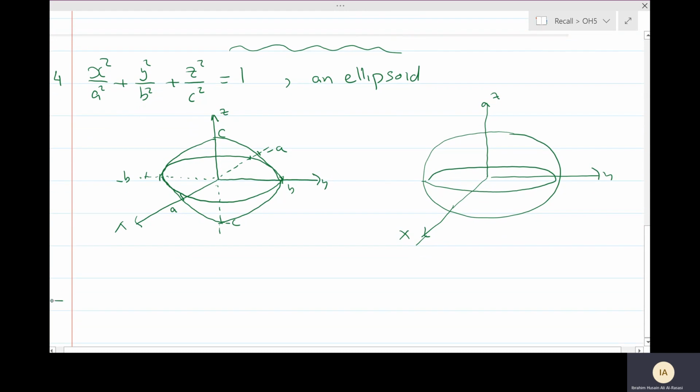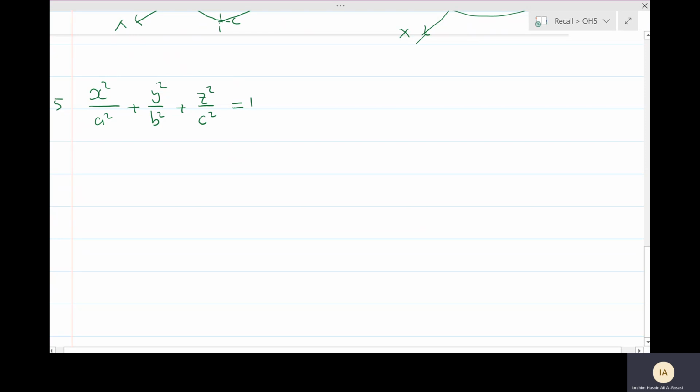Number 5, you have the following. I will get the same equation: x squared over a squared plus y squared over b squared plus z squared over c squared equals 1. So 5 is like 4. What about 6? 6 will be the following: the same thing here, x squared over a squared plus y squared over b squared plus z squared over c squared equals 1.